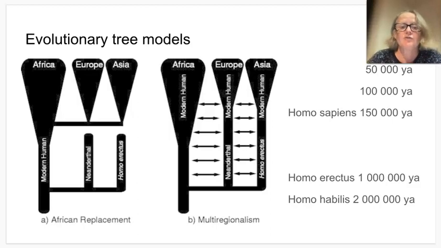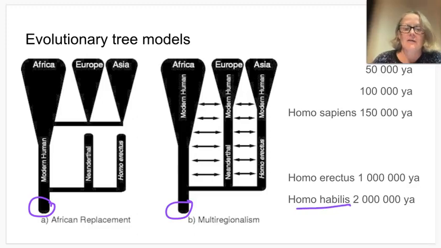If we look here at 2 possible evolutionary tree models, there's the African replacement model and the multi-regionalism model. I'll explain what's going on. So in the African replacement model, this is the common ancestor. You see that's true for both of these models, and that was Homo habilis, which was about 2 million years ago. And out of Africa, there was a migration.